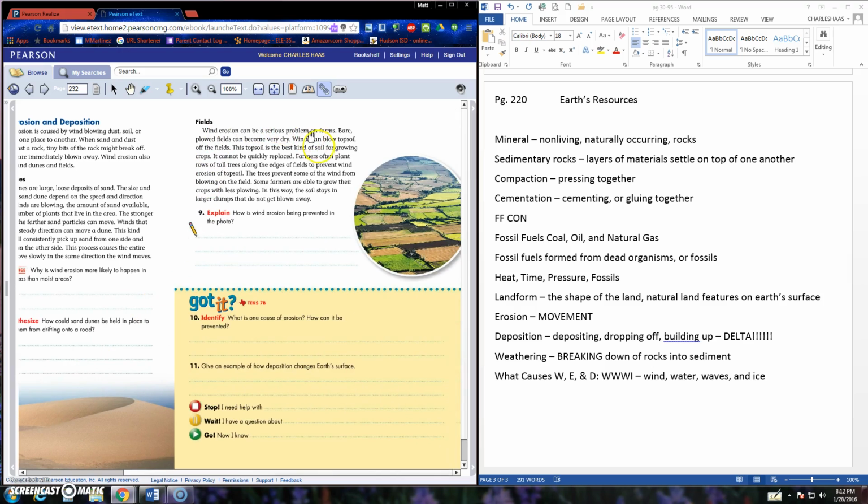Fields. Wind erosion can be a serious problem on farms. Bare, plowed fields can become very dry. Winds can blow the topsoil. Oh, I like that word, topsoil. It's the soil on top, yeah, that's it, the topsoil off of the fields. This topsoil is the best kind of soil for growing crops. It cannot be quickly replaced. Farmers often plant rows of tall trees along the edges of the fields to prevent or stop wind erosion of topsoil. Oh, that makes sense, doesn't it?